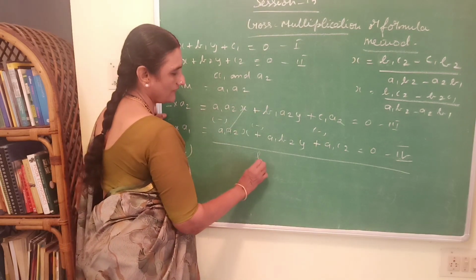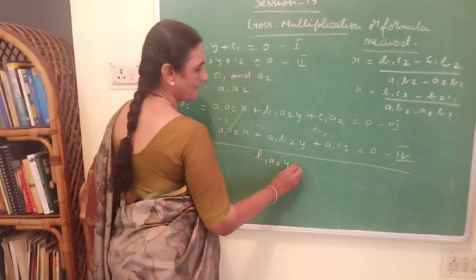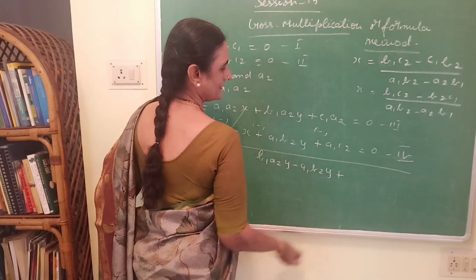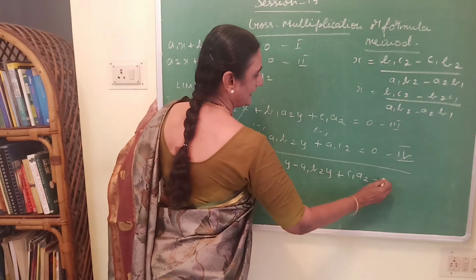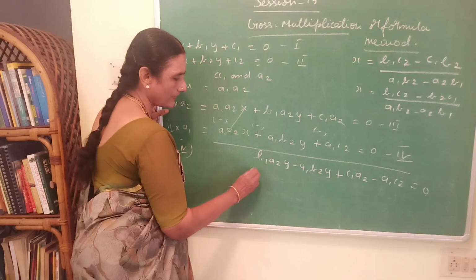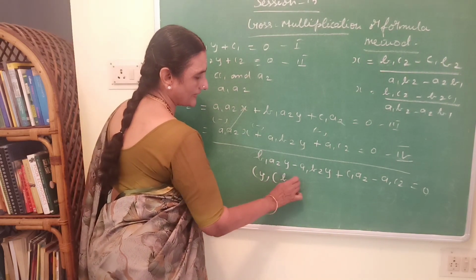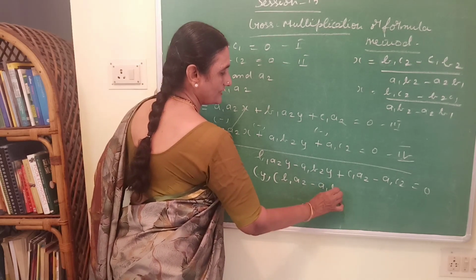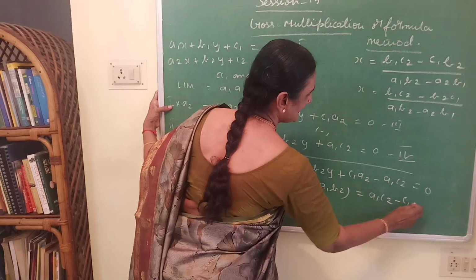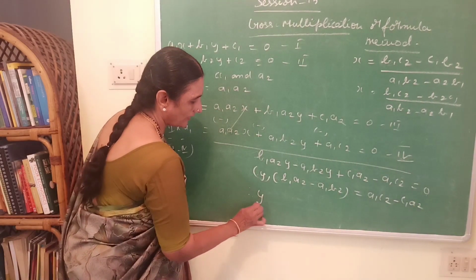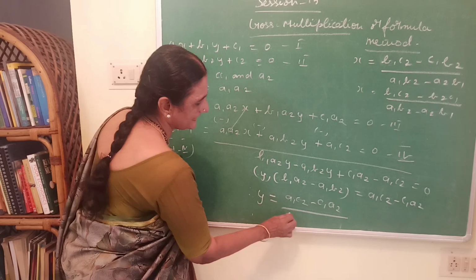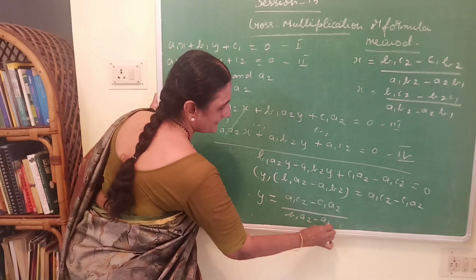So, what do we get? We will get B1 A2 times Y minus A1 B2 times Y plus C1 A2 minus A1 C2 equal to 0. Are you understanding? Now, therefore, Y into B1 A2 minus A1 B2 is equal to, this A1 C2 goes to the other side, minus C1 A2 we will get. Therefore, what is your Y equal to? A1 C2 minus C1 A2 divided by B1 A2 minus A1 B2.